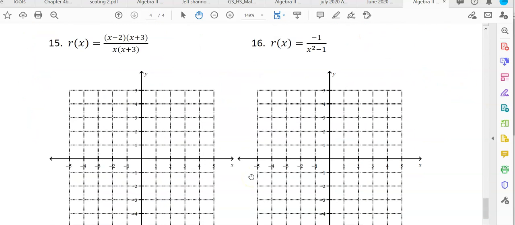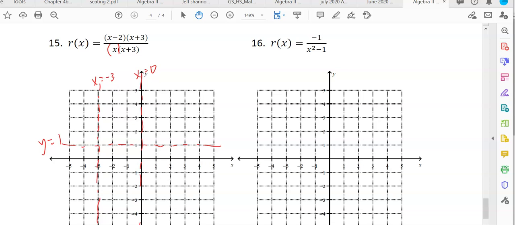Almost done. So a couple more here. So this one, be careful. This is actually a factor there. So you're going to have one vertical asymptote at x equals 0, one at x equals -3. And same degree, top and bottom, so it's going to be y equals 1, from the coefficients there. So y equals 1.